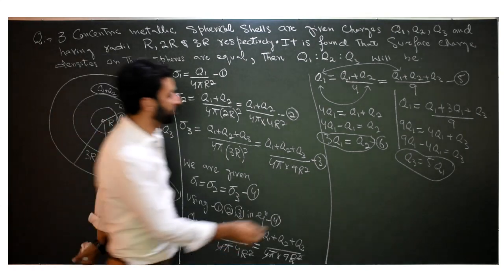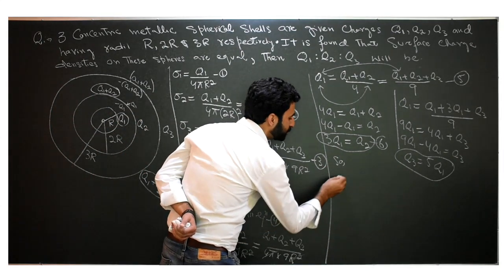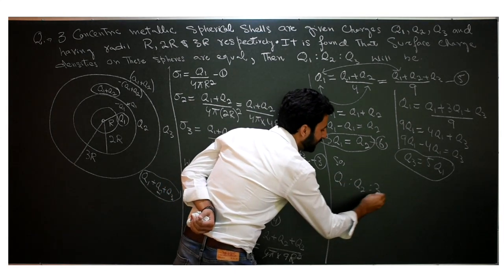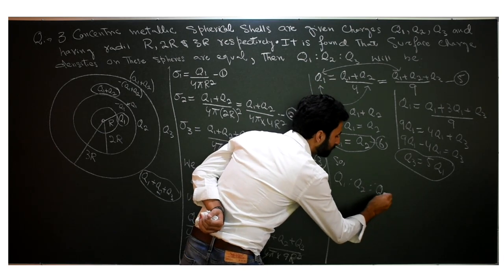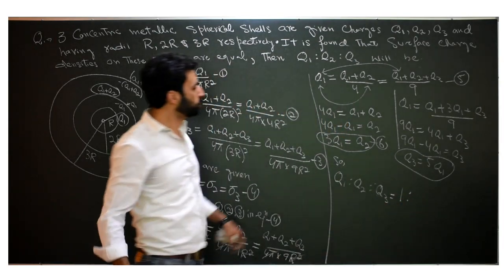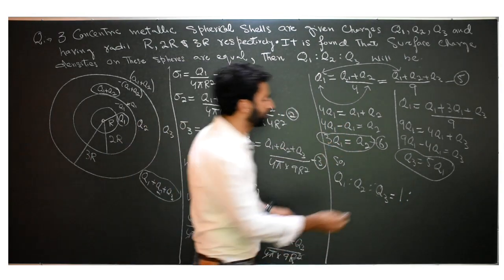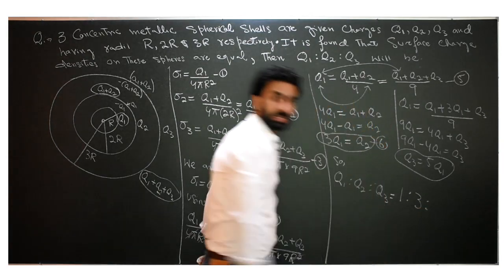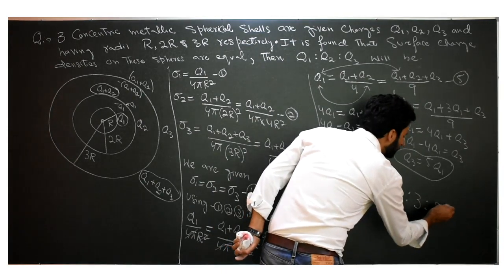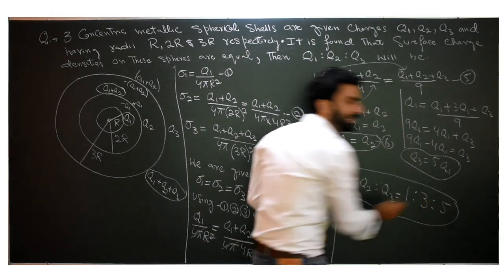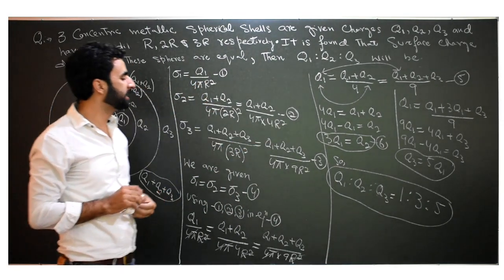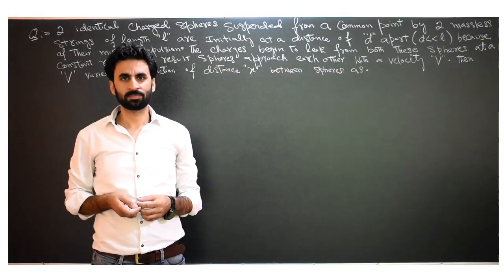So the final ratio between Q1 is to Q2 is to Q3 is equal to, if we take Q1 as 1, now Q2 is 3 times Q1, so it will be 3. And Q3 is 5 times Q1, so it will be 1 is to 3 is to 5. This will be the final ratio between the charges on these 3 concentric spherical shells.